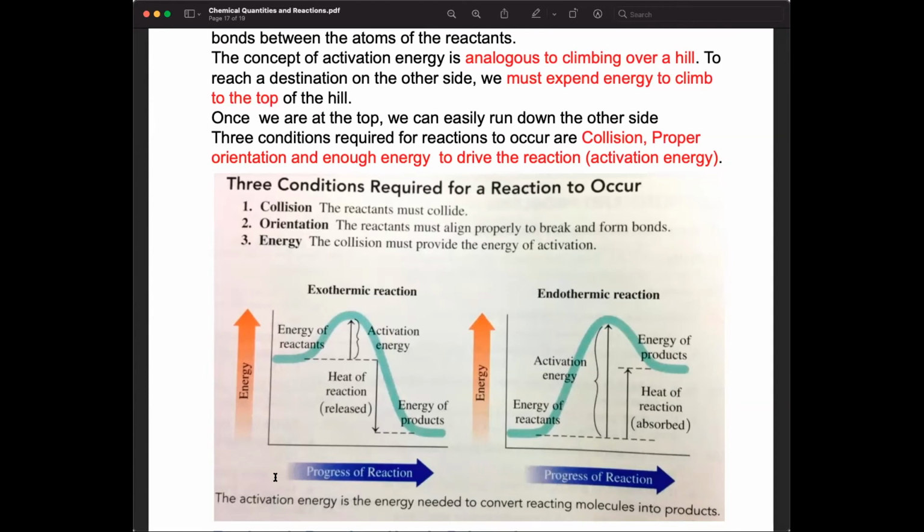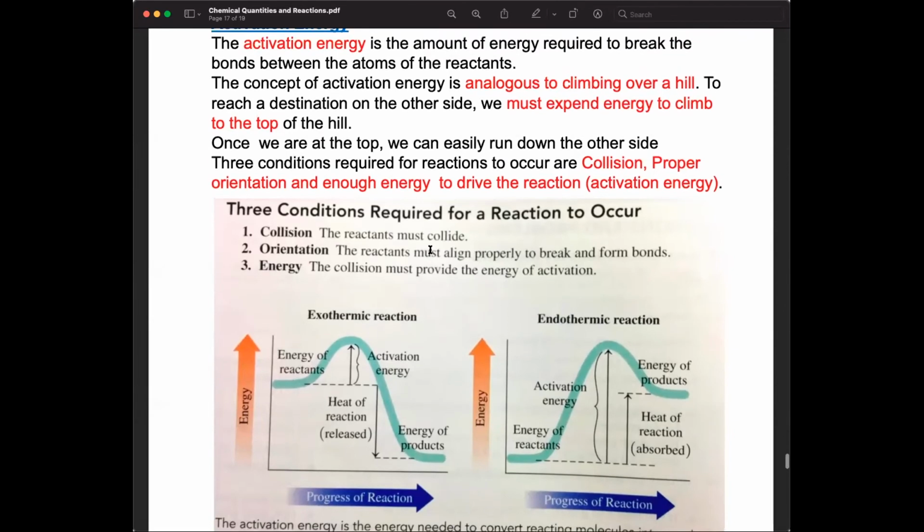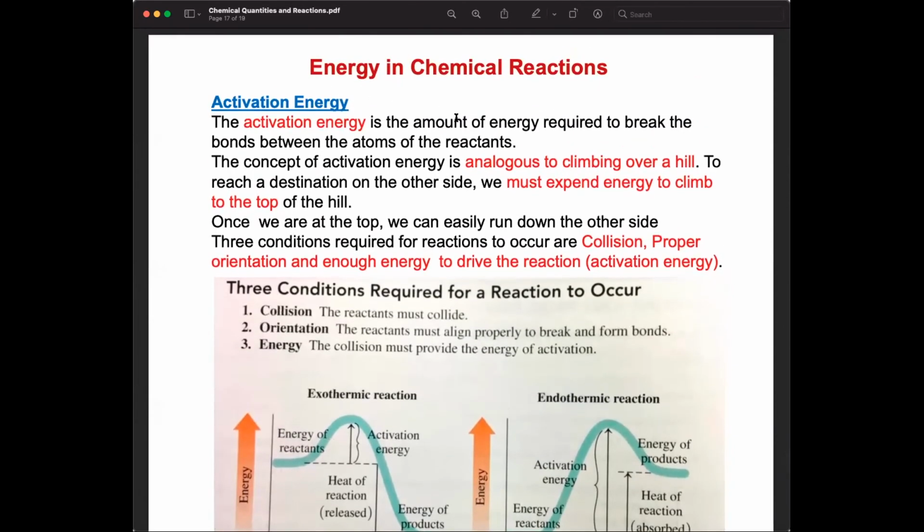Now, if you look at the reaction progress, and if there's a way of measuring energy of the reaction vessel, you will see that in order to go from reactant to product, it has to go uphill in energy. So it requires energy, and then it comes down. So this is called the activation energy.